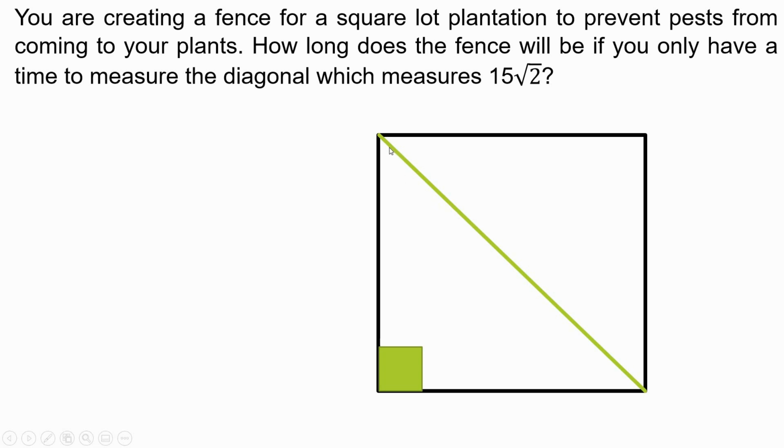That will mean wala ka daw time na umikot dun sa mismong fence. So, yung pwede mo lang gawin is to measure the diagonal, which is valid pa rin naman. Okay? So, this measures 15 square root of 2. How can you apply the special right triangles to solve this one?